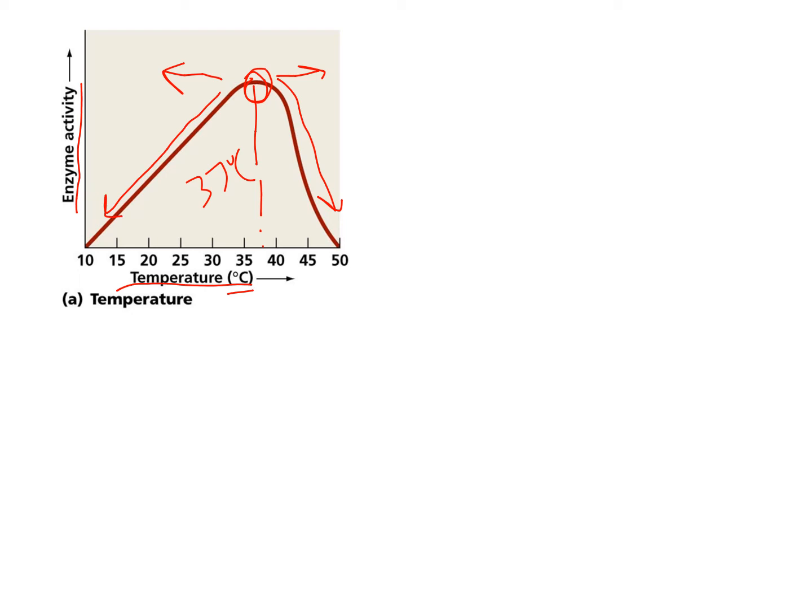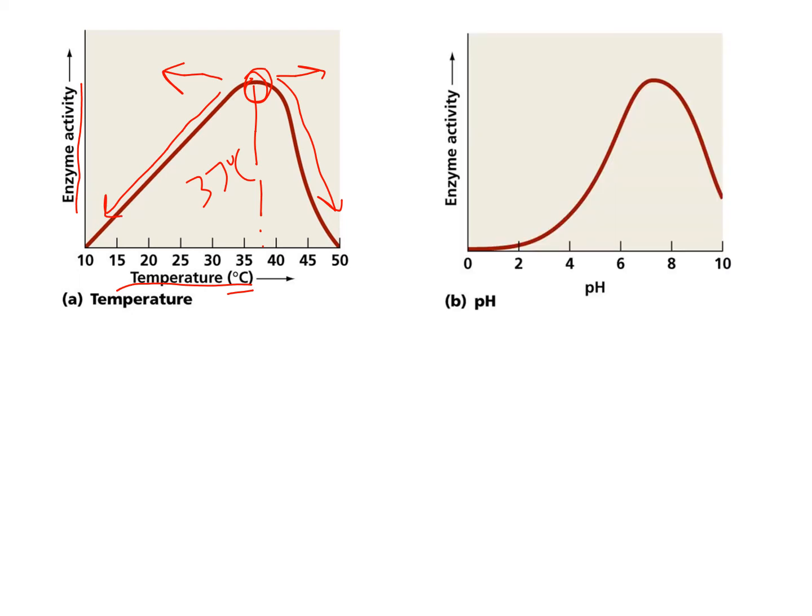A second factor is pH. So pH, again, the x-axis is the pH scale, changing pH, and the y-axis is the enzyme activity. And again, you have a curve, and the top of the curve is the optimal pH. So this is where the enzyme works at its fastest rate. And this optimal pH looks to be about maybe close to 7. And most living cells prefer a neutral pH.